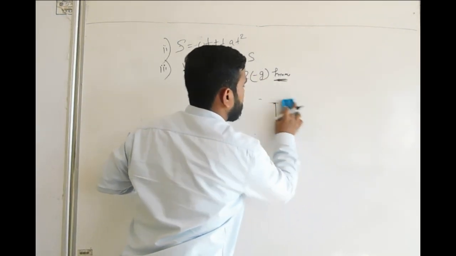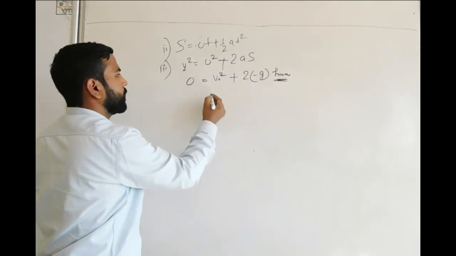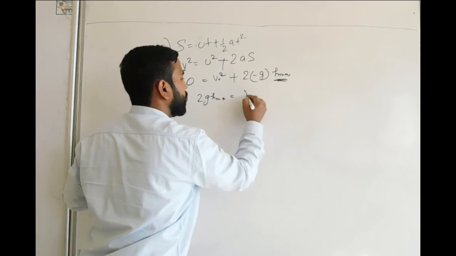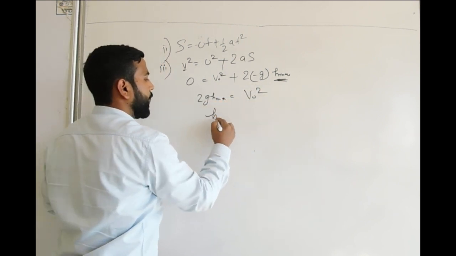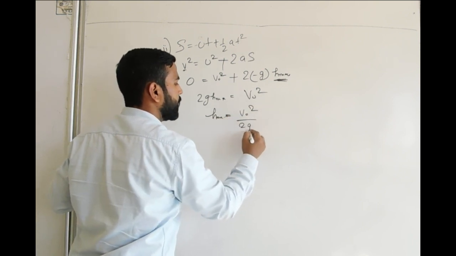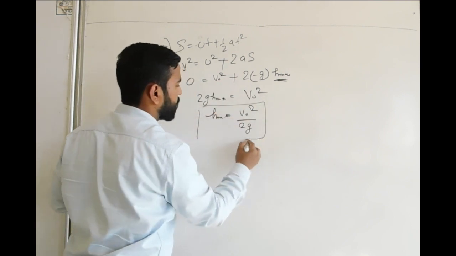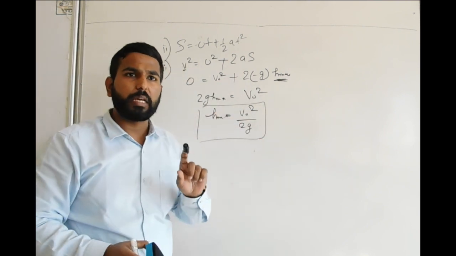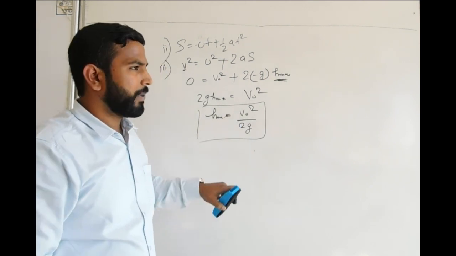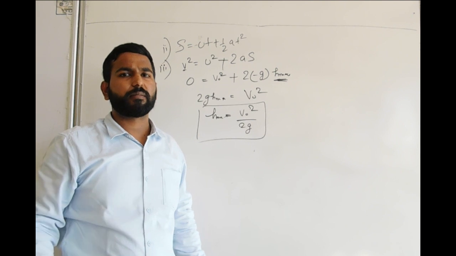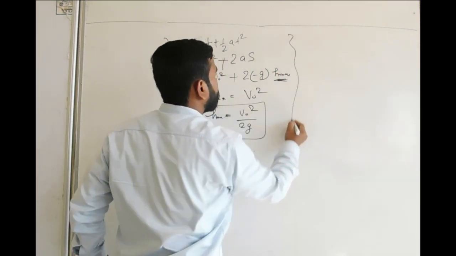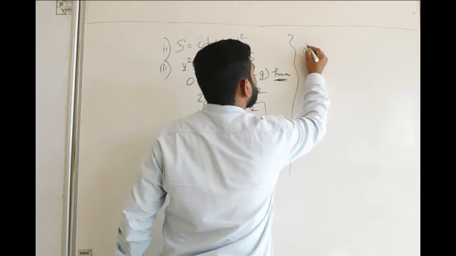We get the maximum height like this: 2g h max is equal to v naught square, then h max is equal to v naught square divided by 2g. This is the maximum possible height attained by the particle with initial velocity v naught. Simply by putting in the value of v naught, we can get the maximum height attained by the particle. Now the second question is to find the time of attaining the maximum height.